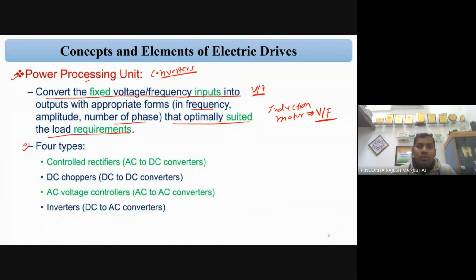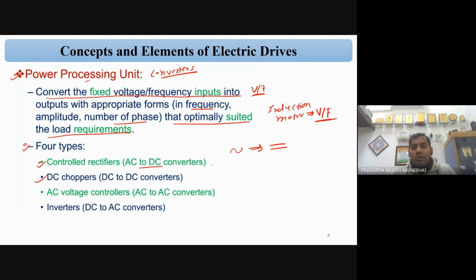So the power processing unit, the converter, is basically of 4 types. The first is the controlled rectifier, so we can say AC to DC converter. Okay, so we have AC supply, and we have to convert it into DC supply. So that is your AC to DC converter. You already studied this in the first semester as well as in the BTech, correct?